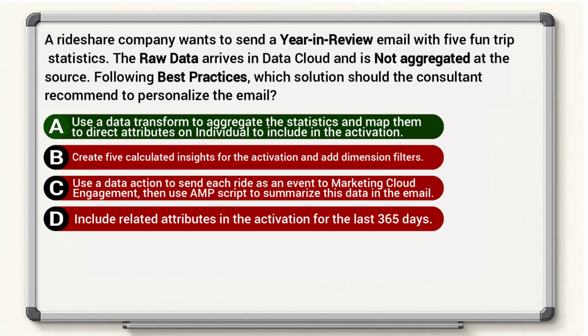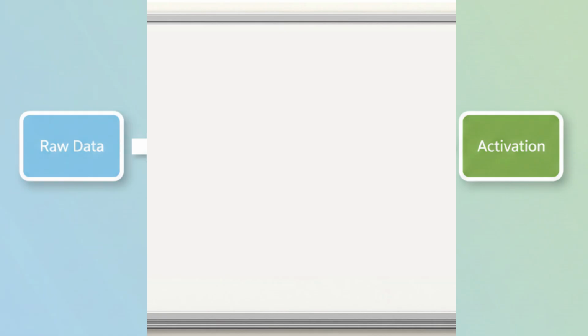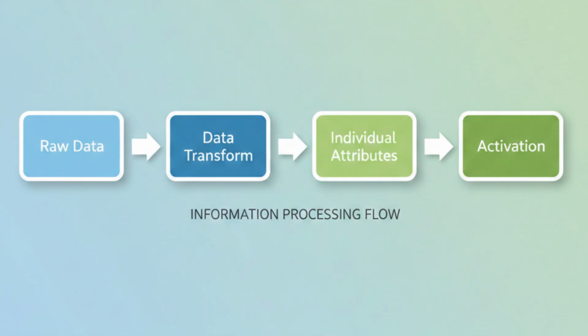Use a data transform to aggregate the statistics and map them to direct attributes on individual. Salesforce expects aggregation to happen inside Data Cloud, not in downstream systems. Data transforms are designed for summarizing raw data into reusable, activation-ready attributes. This is a classic Salesforce pattern. Prepare the data once, activate it everywhere.